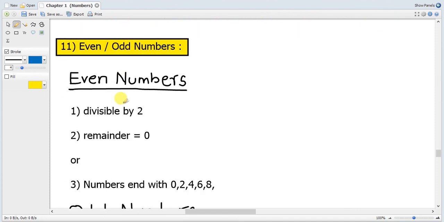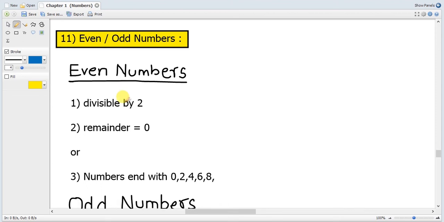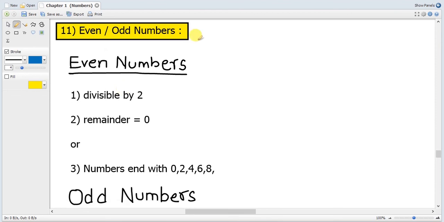Yes, so here comes the end of our previous topic. Now moving on to the next concept, which is even and odd numbers. Now what are even numbers? There are many different hints or clues with the help of which you can remember the difference between even numbers and odd numbers. Here you can look on your screen. The very first hint is that even numbers are numbers that are divisible by 2.